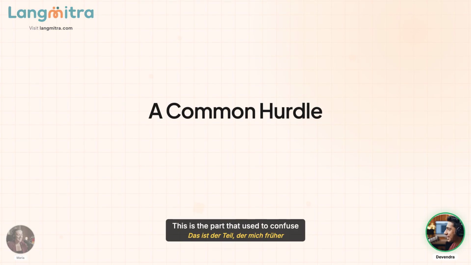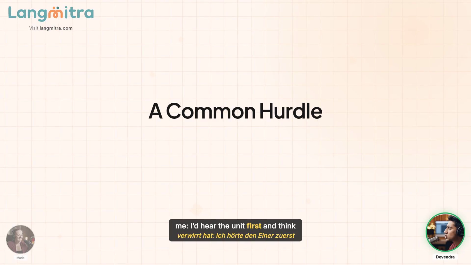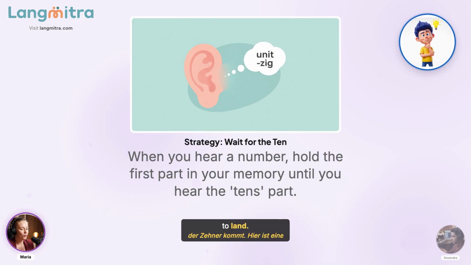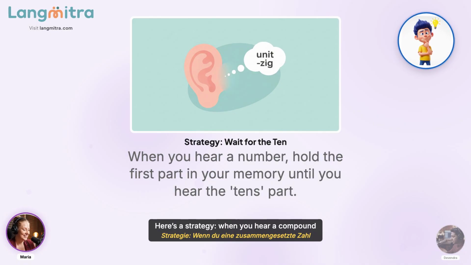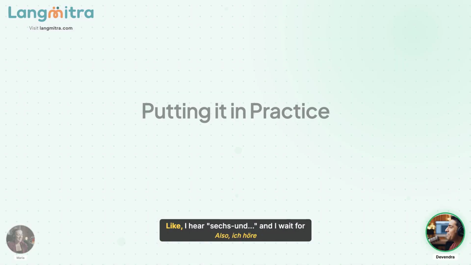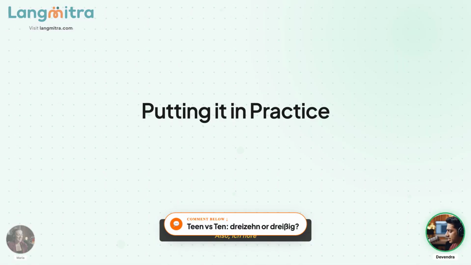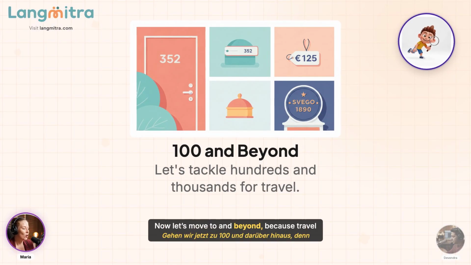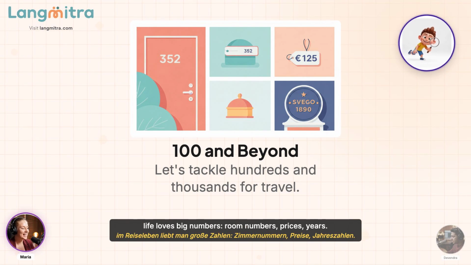This is the part that used to confuse me. I'd hear the unit first and think it's the whole number. That's the listening skill. Wait for the ten to land. Here's a strategy. When you hear a compound number, hold the unit in memory and don't decide until you hear the final zig part. Like, I hear sechs und and I wait for achtzig. Exactly.